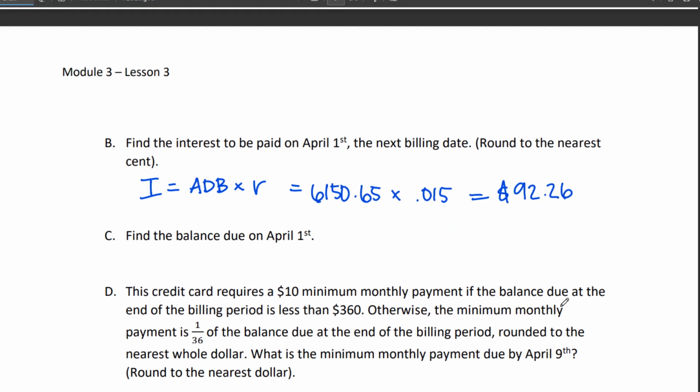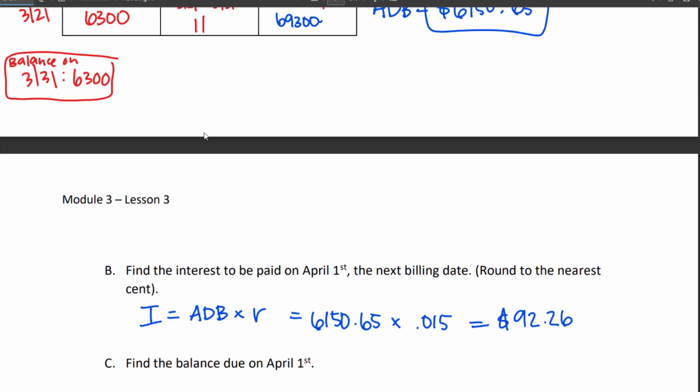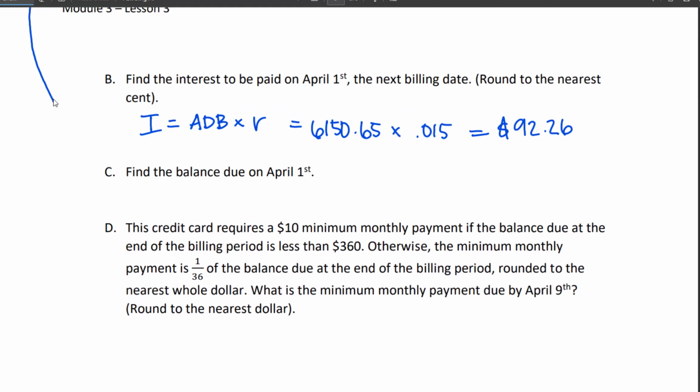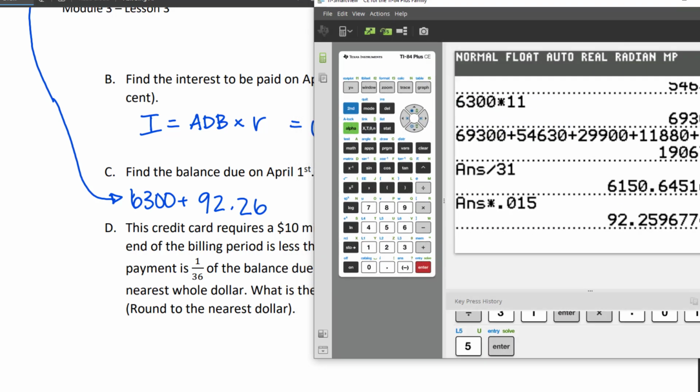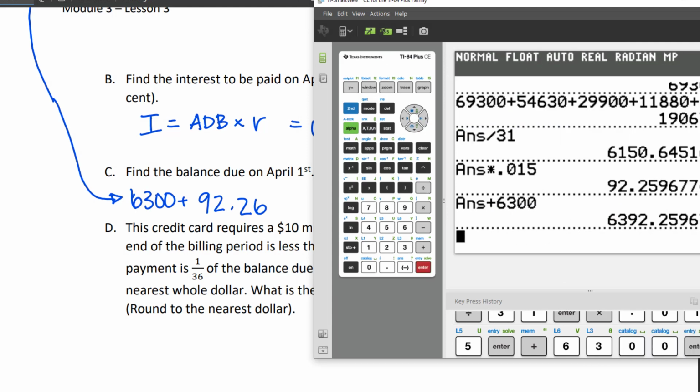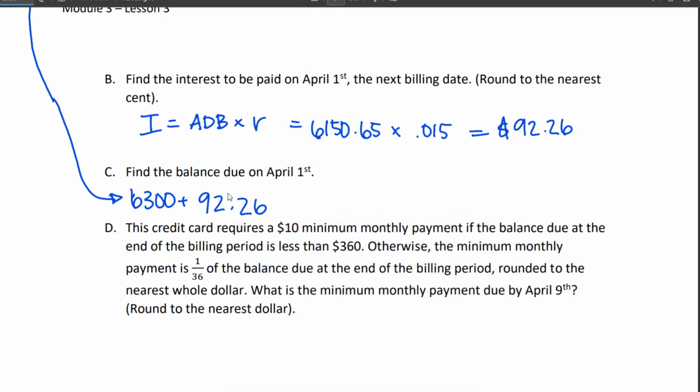Find the balance due on April 1st. All right, our new balance. We have to take our previous balance on March 31st, which was this $6,300. And we'll bring it down here and add it on to our interest, 92.26. So 92.26 plus 6,300. And our new balance on April 1st is 6,392 and 26 cents.